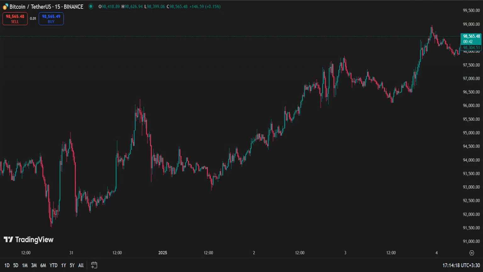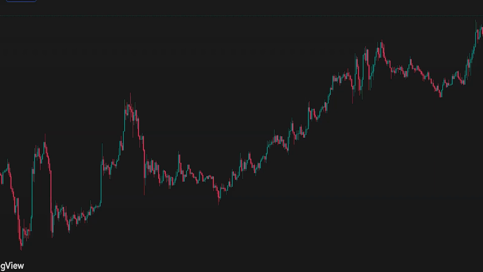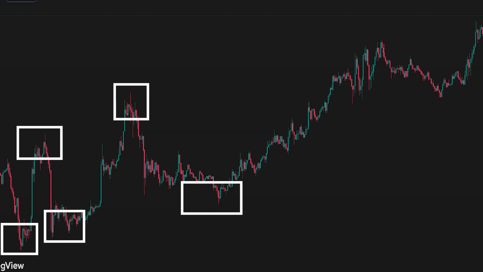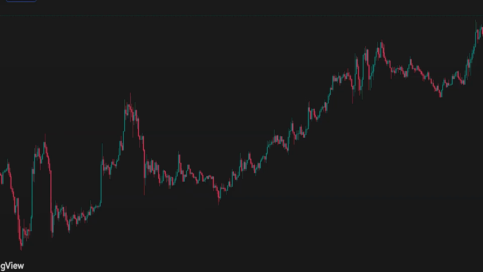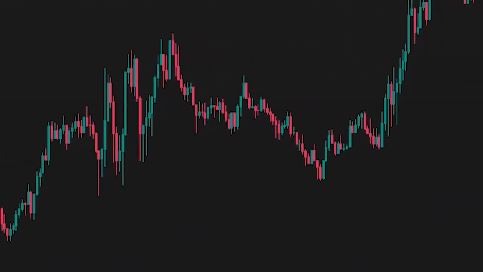Now look at the next example. What is the context in this chart? To determine this, first identify the major highs and lows. In this chart, the highs and lows are as follows. What we see is higher highs and higher lows, so our context is bullish. It's that simple.